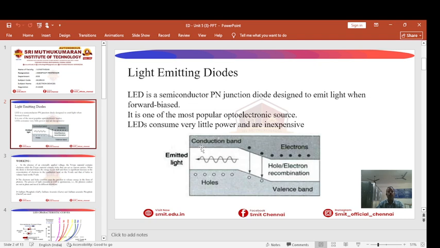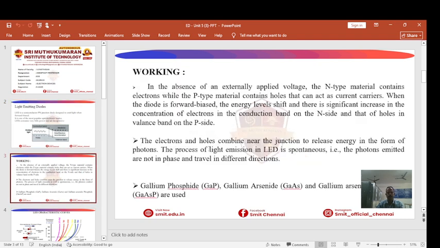So the working principle: as I already told you, the LED works on the principle of electroluminescence, which is the emission of light due to electron hole recombination. In step 1, when it is forward biased, the P side is connected to the positive terminal and the N side to the negative terminal. The electrons move from the N region towards the junction, and the holes move from the P region towards the junction. The electrons and holes recombine at the junction. During the recombination, the excess energy is released in the form of photons.